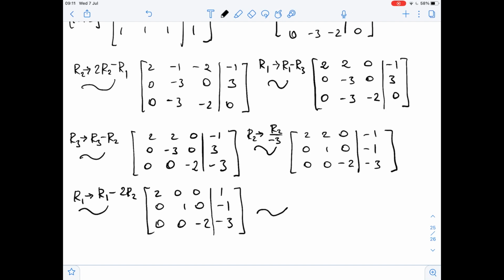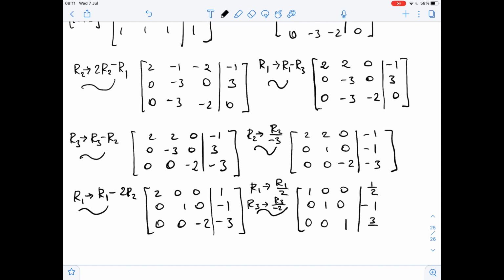And now we need to divide our first row by 2. So row 1 becomes row 1 over 2. And we need to divide our third row by -2. So row 3 becomes row 3 over -2. And here we get 1, 0, 0, 1 over 2. Here we get 0, 1, 0, -1, and 0, 0, 1, 3 over 2.